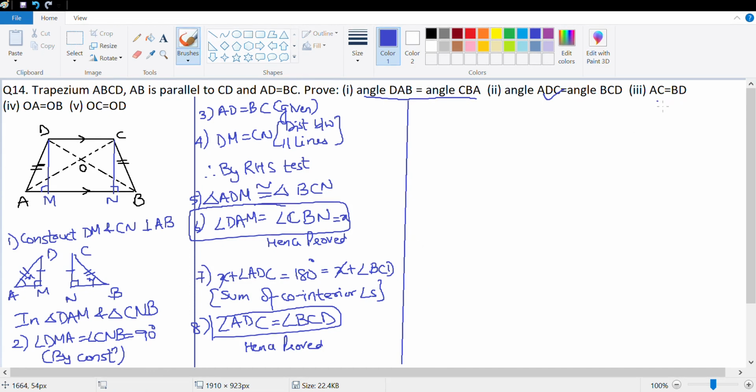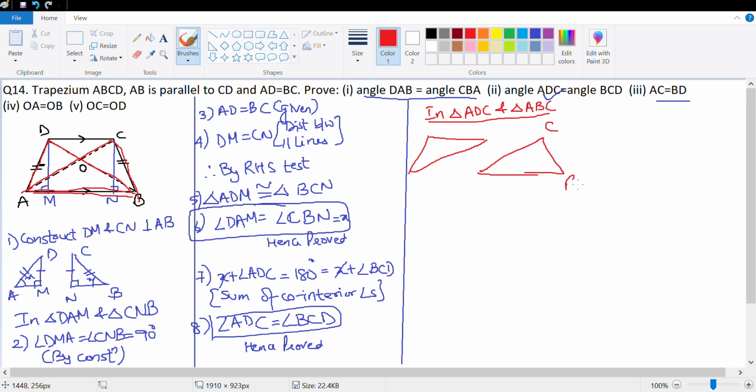Next, we need to prove that diagonals are equal. Let's see if they are making any triangle which we can try and prove congruent. So we should be able to prove the diagonals equal. So let's look at this triangle ABD and ABC. See if we can prove something congruent. So in triangle ADC and triangle ABC. Rough diagram, this is ADC and this is ABC.